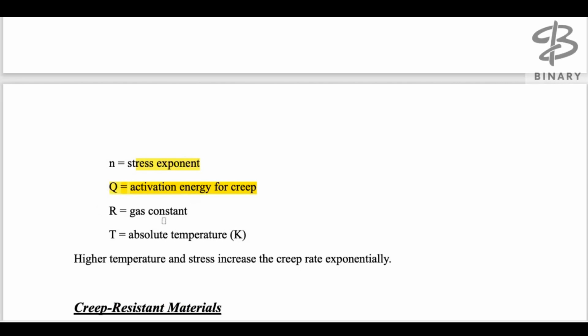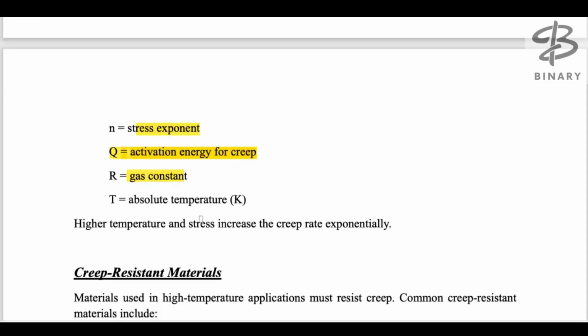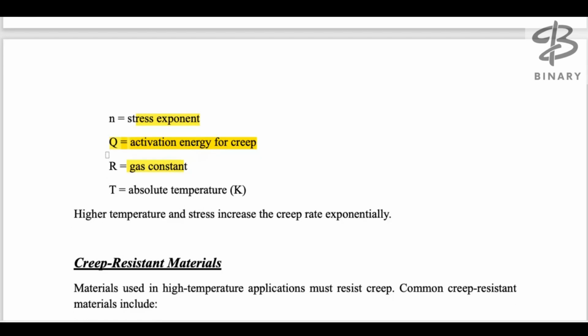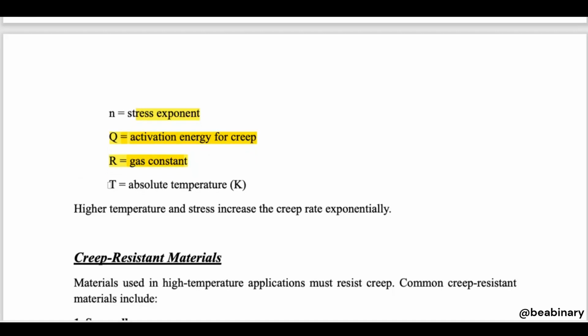R is the gas constant. We know the gas constant from the ideal gas equation. We can have a characteristic gas constant or the universal gas constant. The universal gas constant is the same for all gases, but for the characteristic gas constant we have a different value for different materials. T is the absolute temperature in Kelvin, the scale we have to use throughout creep.